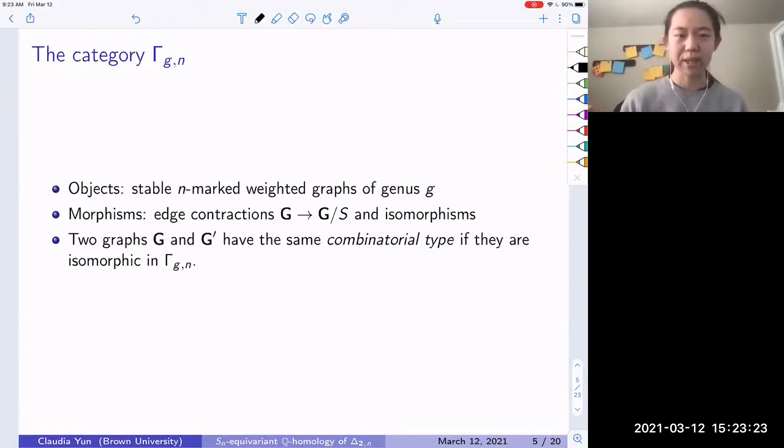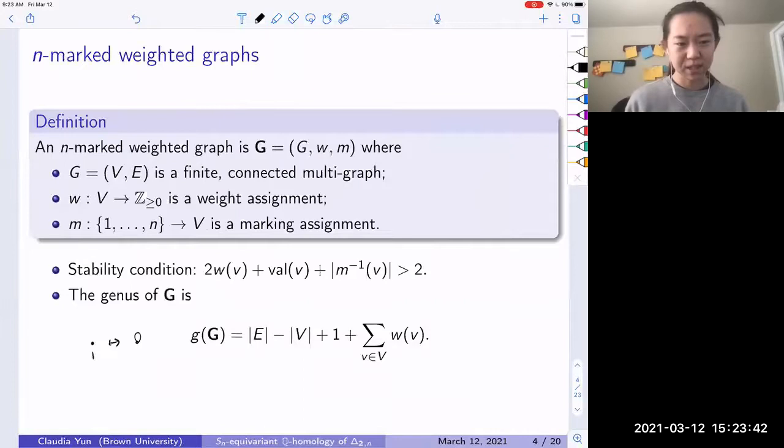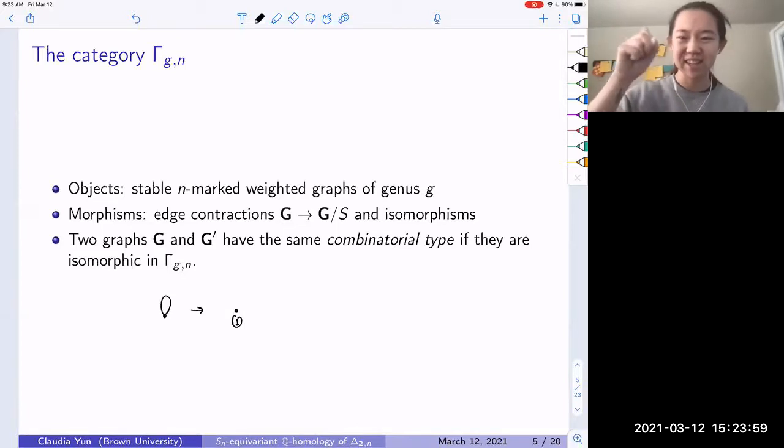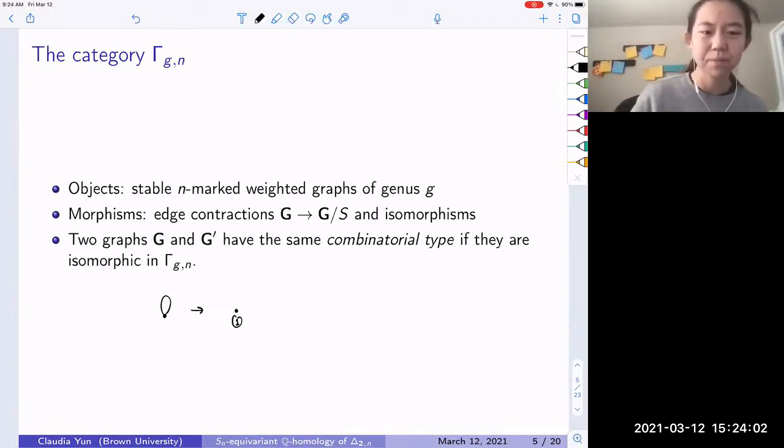But now with the weights and the marking, whenever we contract an edge, we take the union of the markings on the two endpoints for the new vertex, and we add up the weights. And one special type of contraction is contracting a self loop. To be consistent with our interpretation of weights before, whenever we contract a self loop, to retain the genus, we're going to add 1 to the weight. So I usually draw weights as a number with a little circle around it.